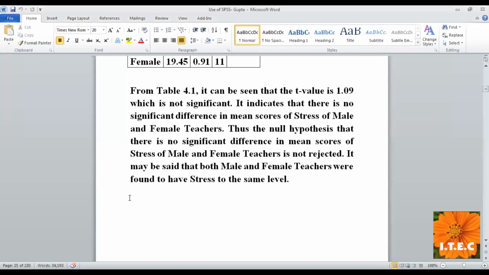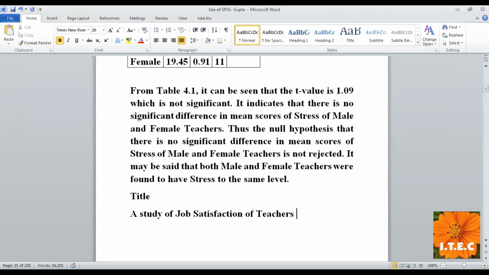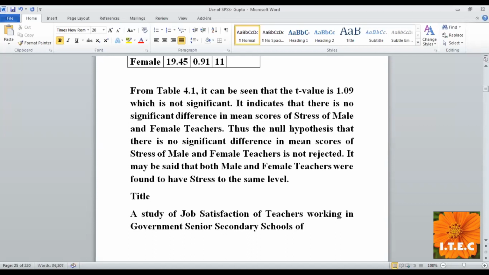So now I am taking another example. I am taking a title like this: A study of job satisfaction of teachers working in government senior secondary schools of Jabalpur.